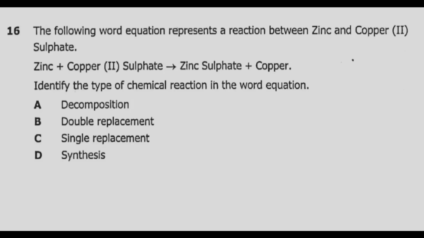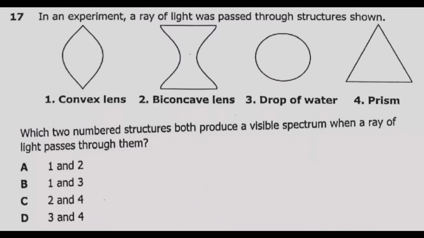So identify the type of chemical reaction in the word equation. The correct answer is C, which is single replacement. That is the correct answer, which is C. Question 17 is as follows. In an experiment, a ray of light was passed through the structures shown. We have got 1, which is convex lens, 2, biconcave lens, 3, drop of water, 4, prism.